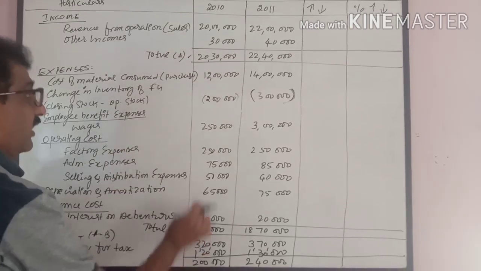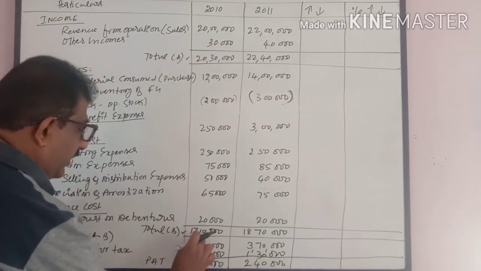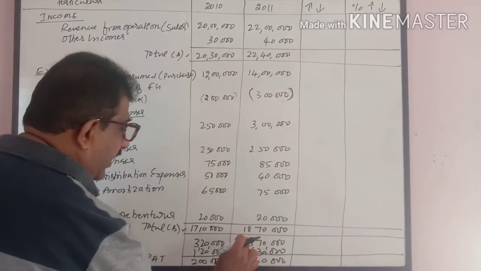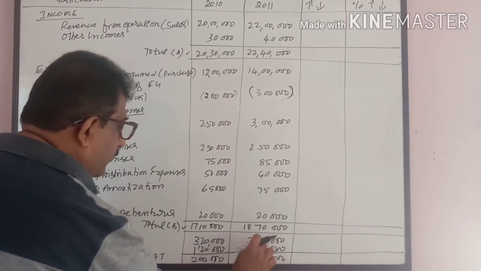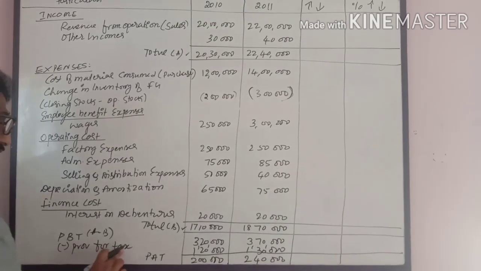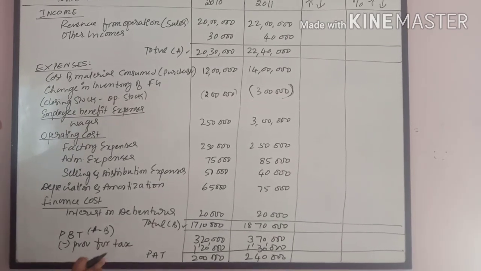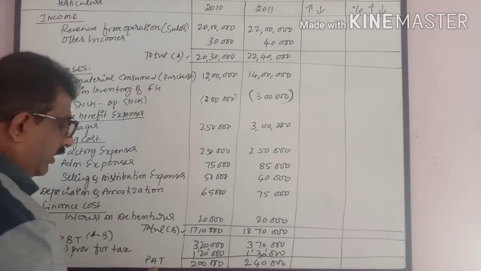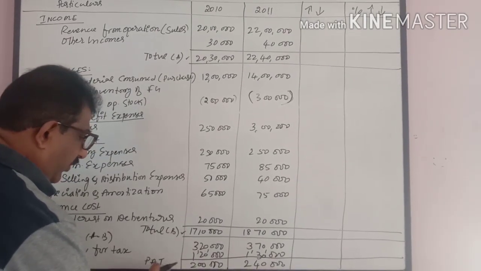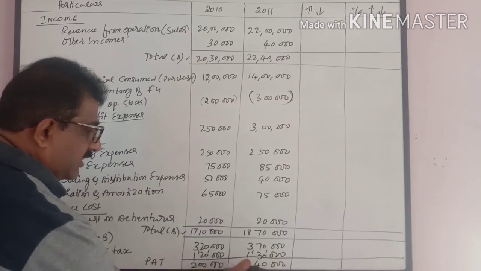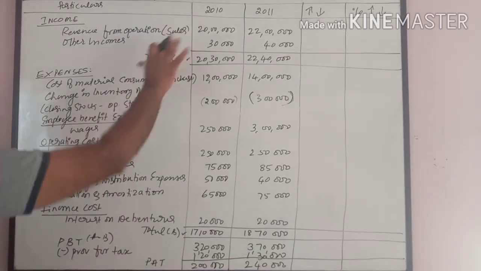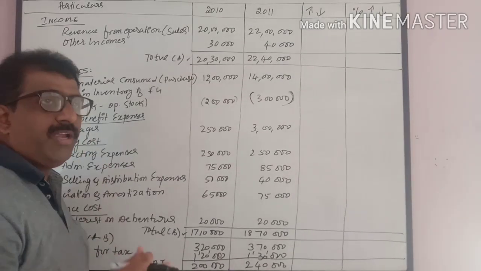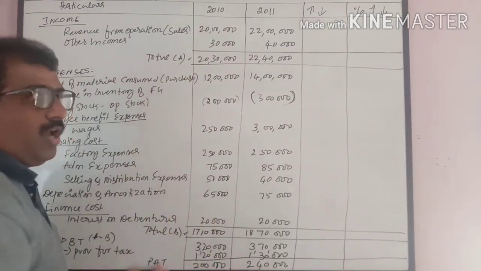A minus B, that is 20 lakh 30 minus 17 lakh 10, it comes to 3 lakh 20. 22 lakh 40 minus 18 lakh 70, it comes to 3 lakh 70. Provision for taxation given as 1 lakh 20 and 1 lakh 30 on the debit side of your income statement. If you minus, the profit after tax becomes 2 lakhs and 2 lakh 40. So these two informations are very much available in the problem. Take the information, just fill up these two columns.